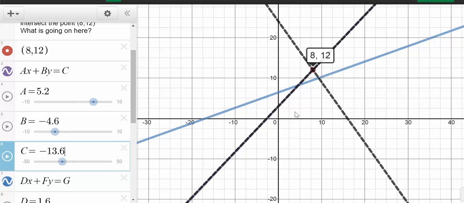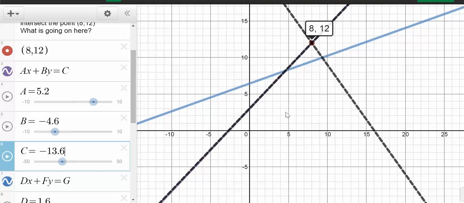What do you guys think? Is she pretty close to that? So she thinks it's 5.2x plus or minus 4.6y equals negative 13.6.